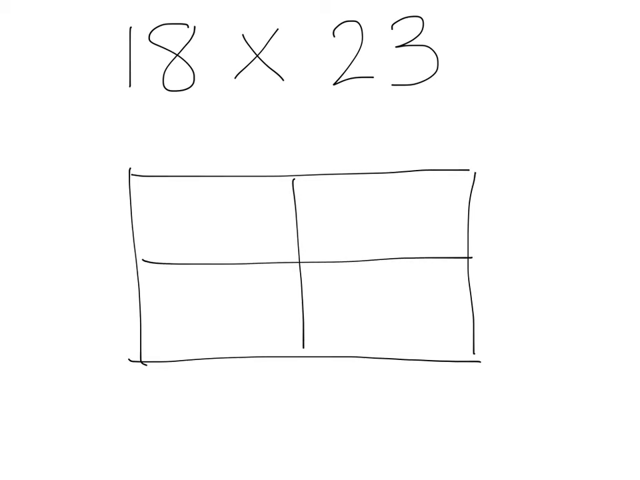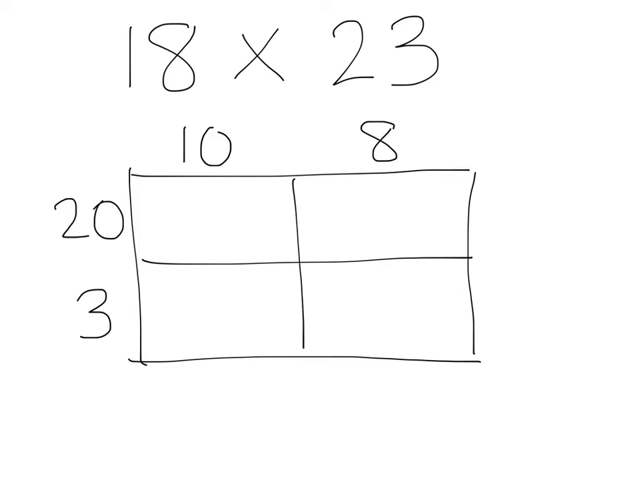The first step to using the grid method is to partition my numbers. So I'm going to first of all look at the number 18. The number 18 is made up of 1 ten and 8 units. I'm going to do exactly the same for the number 23. I've got 2 tens and I've got 3 units.